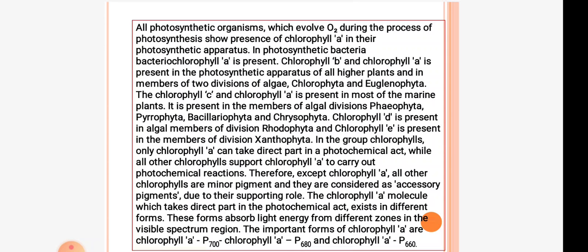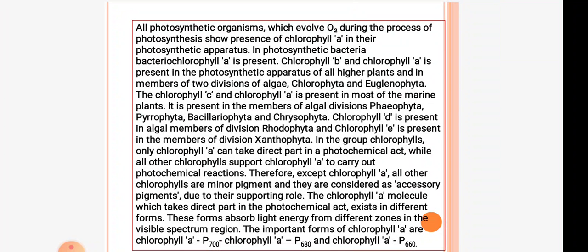All photosynthetic organisms which evolve O2 during the process of photosynthesis show the presence of chlorophyll A in their photosynthetic apparatus. In photosynthetic bacteria, bacteriochlorophyll A is present. Chlorophyll B and chlorophyll A are present in the photosynthetic apparatus of higher plants. And in the members of two divisions of algae, Chlorophyta and Euglenophyta, chlorophyll A and chlorophyll B are present.